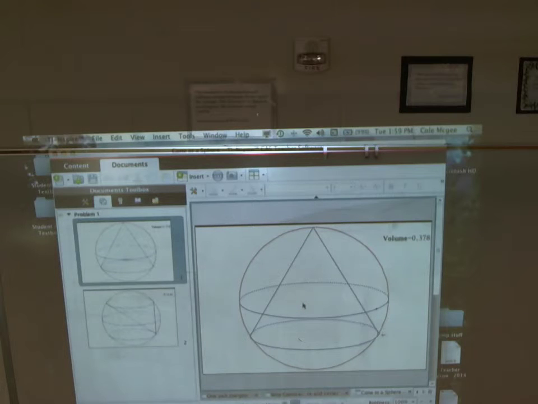So we're supposed to maximize how much we can put in that cone. You can do this with a cylinder too. So let's imagine what's happening. Here's the cone. It's sliding along. Well, this is awesome software.